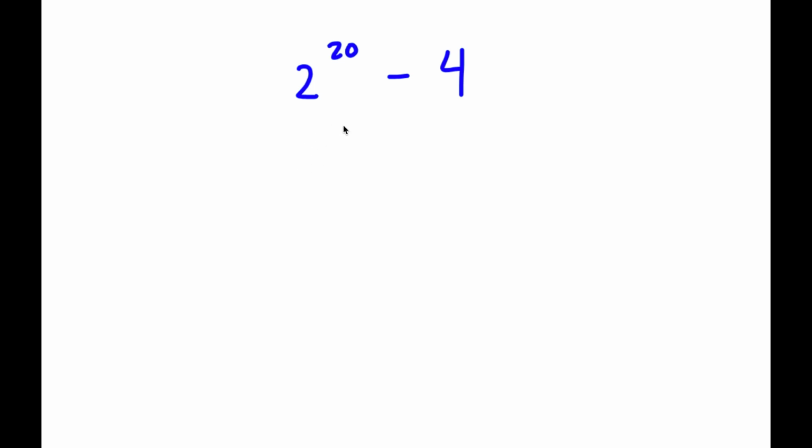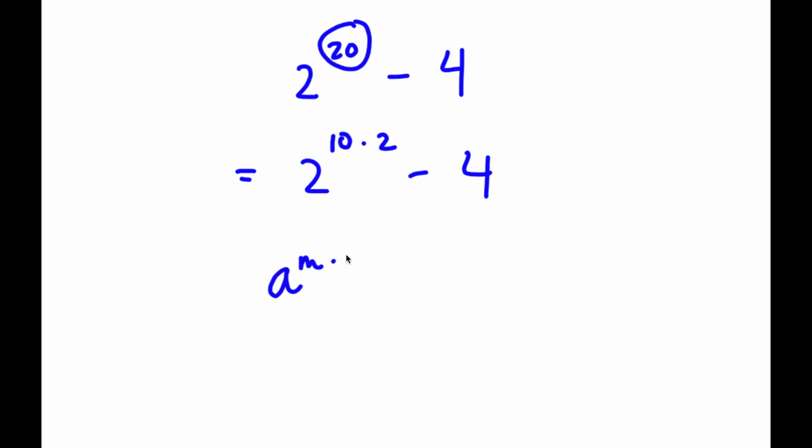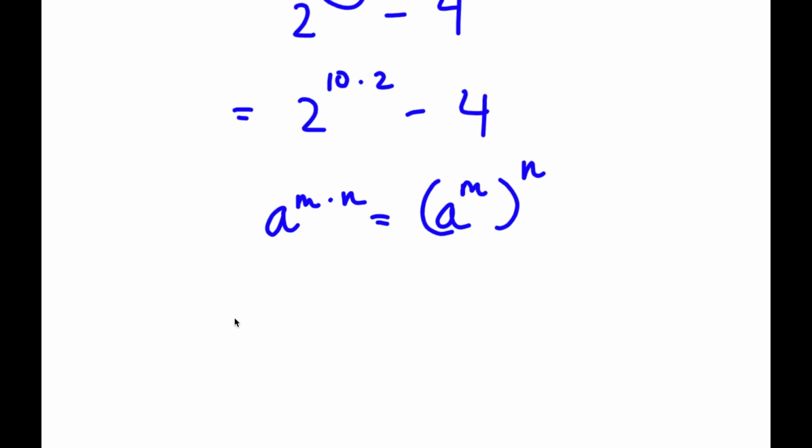Alright, so in this problem, I have 2 to the power of 20 minus 4. So to solve this, I'm going to first start by rewriting 20 here as 10 times 2. So now I have 2 to the power of 10 times 2 minus 4. Now, if I have something in the form a to the power of m times n, I can write this as a to the power of m to the power of n. So in this case, 10 we can think of as m and 2 as n. So we can rewrite 2 to the power of 10 times 2 as 2 to the power of 10 to the power of 2. Now I have this minus 4.